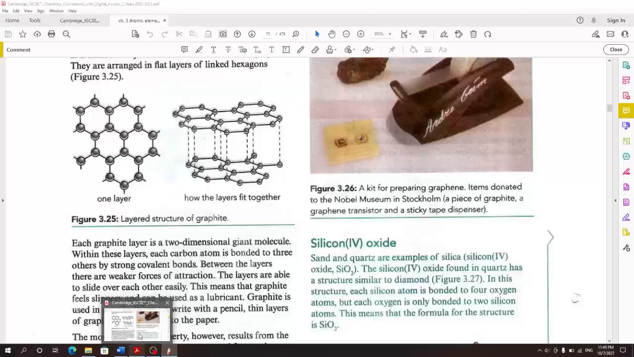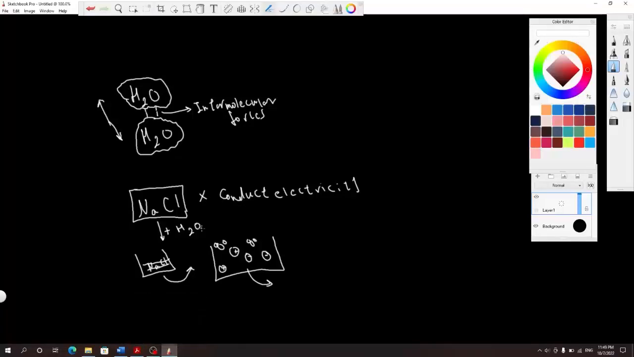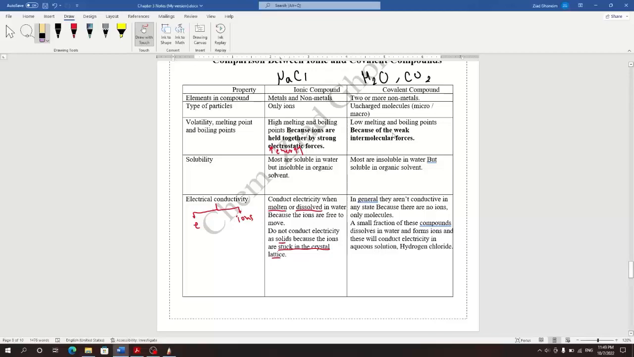Let's just get back to the notes so that I can find them. Where are the notes? Here we go.